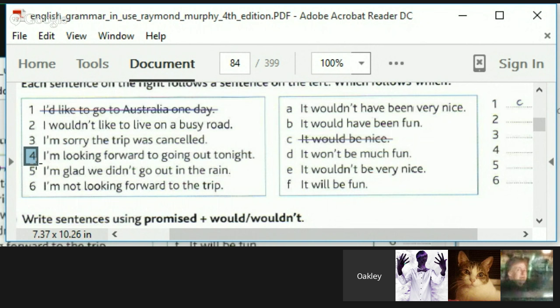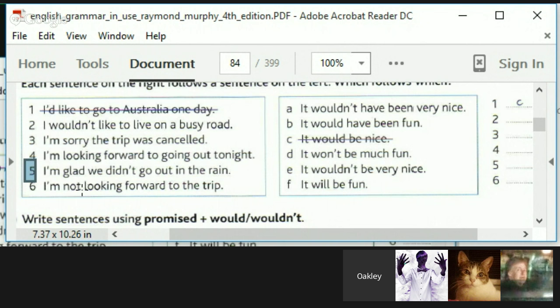Ken, number 4. I'm looking forward to going out tonight. It will be fun. Future tense. You're reasonably certain it's going to be fun because you're looking forward to it. So, yeah, some certainty there. Okay. It will be fun.